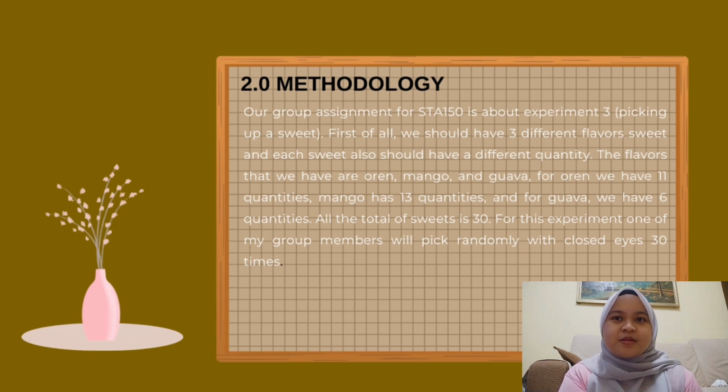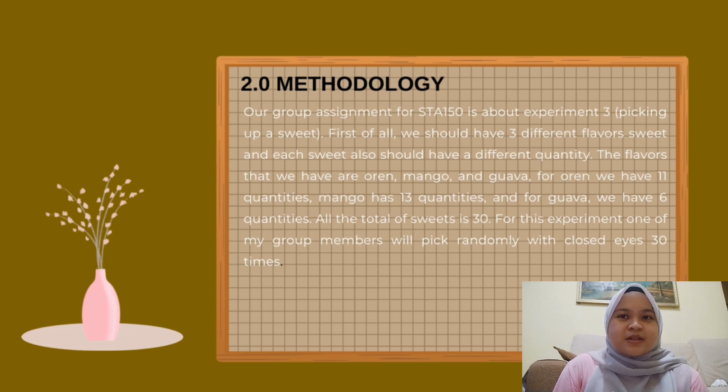Our group assignment for STA150 is about experiment 3, picking up a sweet. First of all, we should have 3 different flavors of sweet, and each sweet should also have a different quantity. The flavors that we have are orange, mango, and guava. For orange, we have 11 quantities, mango has 13 quantities, and for guava, we have 6 quantities. The total of sweets is 30.